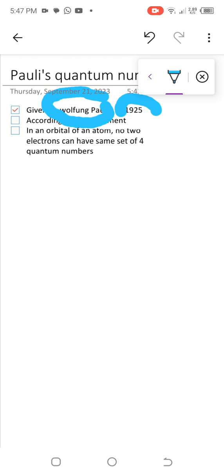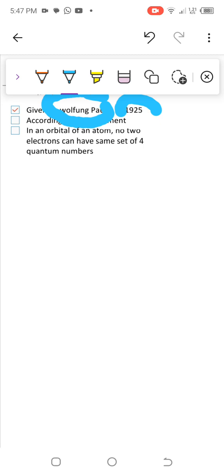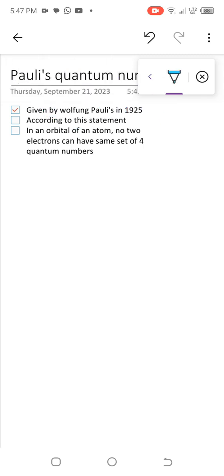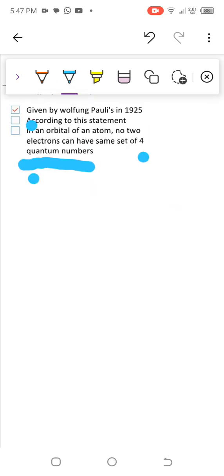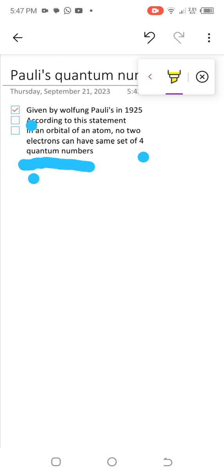After that, what he said, according to this statement, is that in an orbit of an atom, no two electrons can have the same set of four quantum numbers. Now, how did he give this concept?